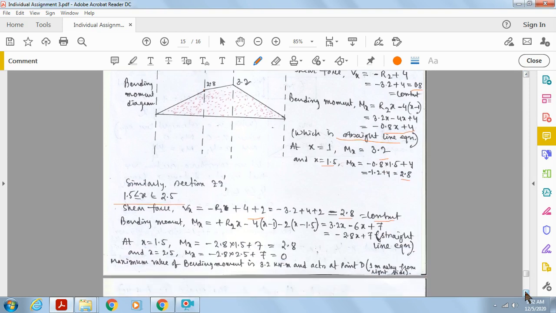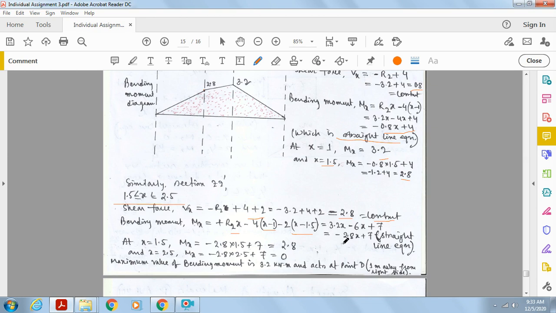Okay, so bending moment Mx will be equal to R2 into x minus of 4 into x minus 1 minus of 2 into x minus 1.5. So it is coming like minus 2.8x plus 7. So this is also a straight line equation.